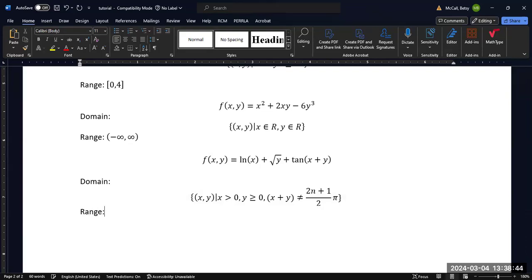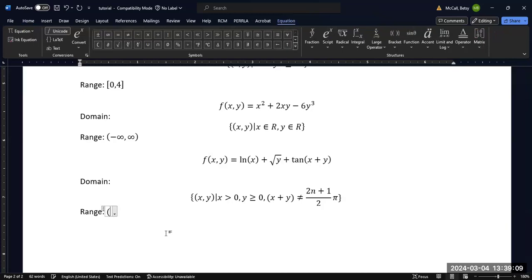And then the range, we would have to think about if any one of these terms goes between negative infinity and infinity, then that will take over the whole thing. So even though y only goes from 0 to infinity, log will potentially go from negative infinity to infinity, and so will the tangent expression. So the range will therefore be negative infinity to infinity.